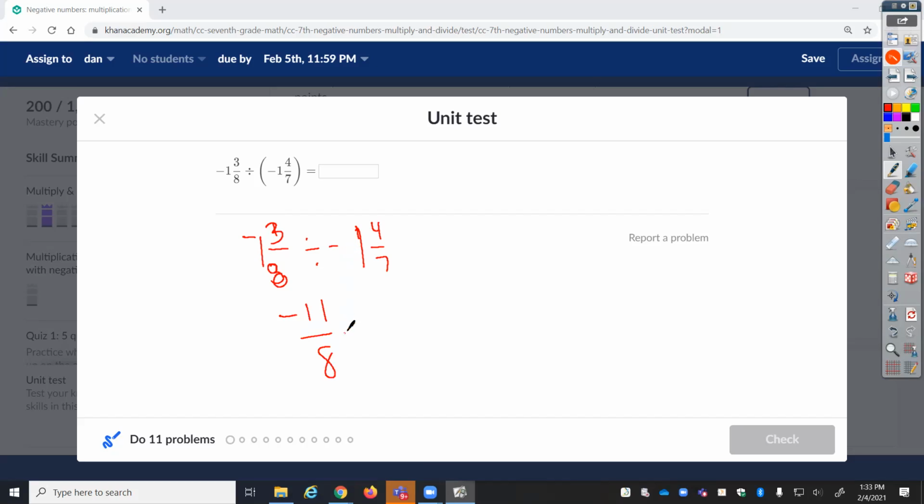And we do the same thing over here. This is still divided by 1 times 7, 7, plus 4, 11. So this will be 11 over 7. And this is going to be negative.